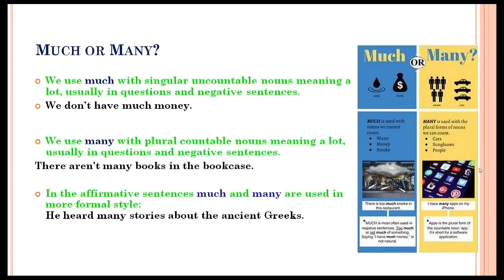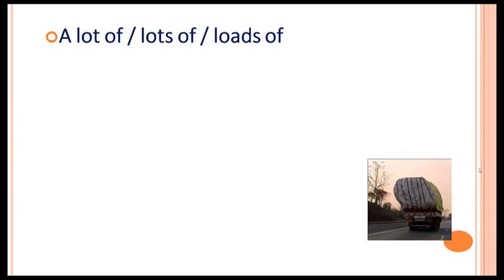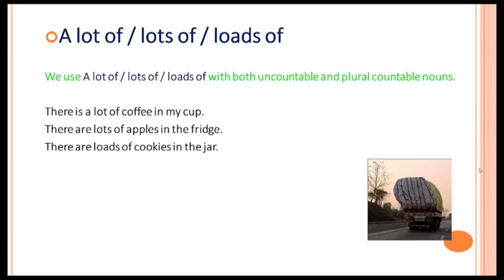He heard many stories about the ancient Greeks. We use a lot of, lots of, loads of, with both uncountable and plural countable nouns. These quantifiers mean the same as much and many, but they're less formal.